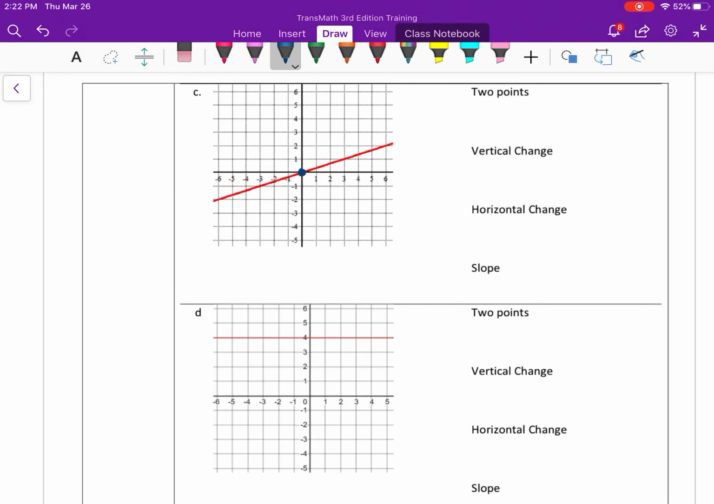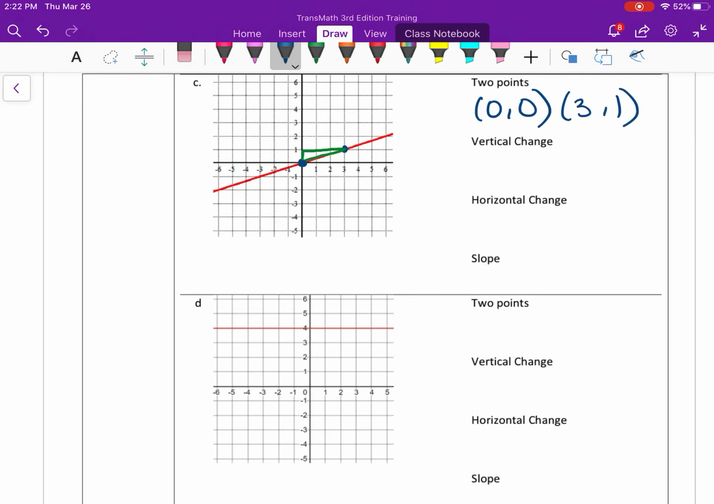Okay, so this one, I'm going to start by picking the origin since it goes through there nicely, 0, 0. And then the next point along the line that it seems to go to is 3, 1. And I'm going to draw my right triangle, so I'm going to go like that. So from this first point here, 0, 0, to the second point, how do I get there? Well, I go from 0, 0, I go up 1. So up 1 is +1. That's my vertical change. And then I go to the right 3.